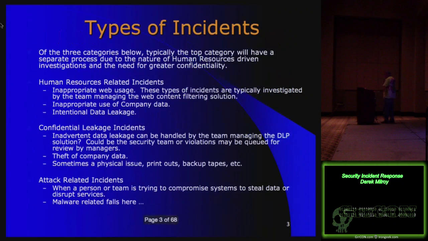It's a tough question. I always think of incidents as three different kinds. Human resources related: someone's investigating someone for improper web usage, emailing stuff they're not supposed to email, etc. And that goes into the next one, confidential leakage. Are they stealing company data and giving it to a competitor? Call list, customer list, etc. Attack-related incidents: have we been hacked? Whether it's humans or a combination of humans and malware, trying to exfiltrate data from the company.